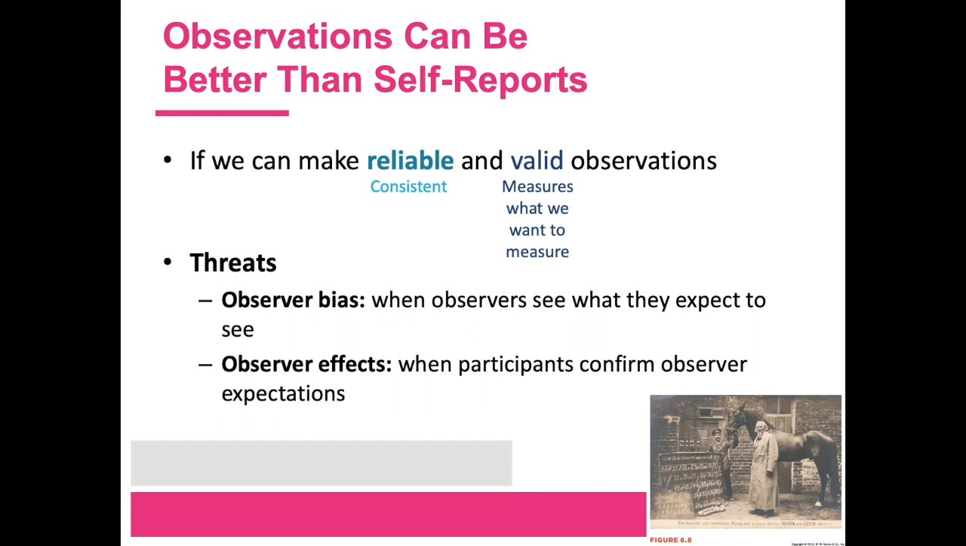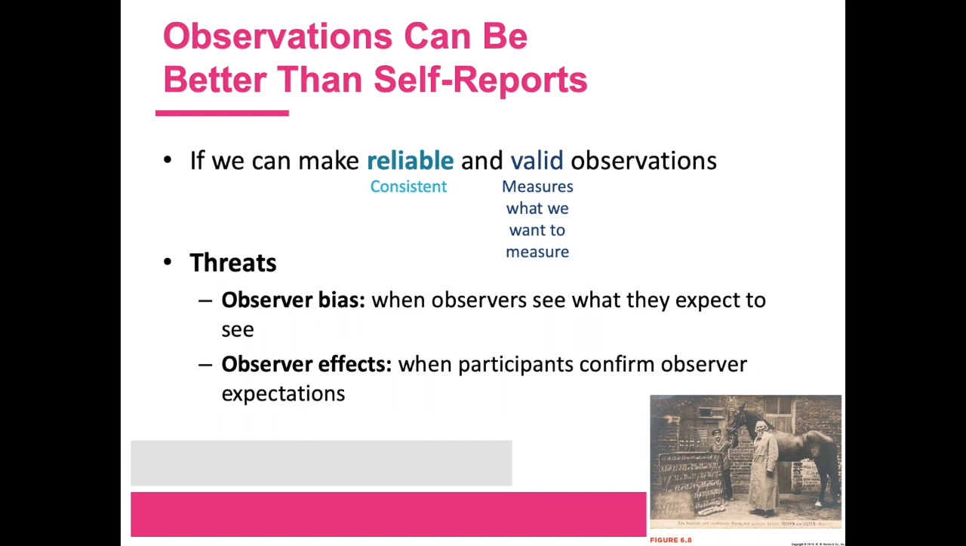Some issues with this, though, is that there are some threats to observational research. The first one is observer bias, when observers see what they expect to see, and observer effects, when participants confirm observer expectations. So there are some interesting examples here.